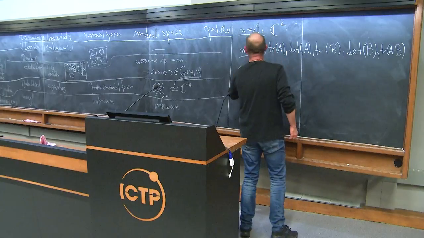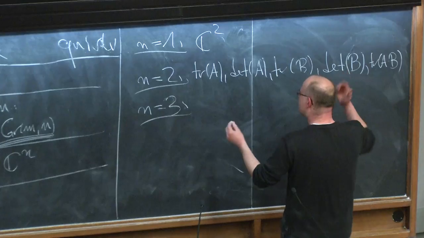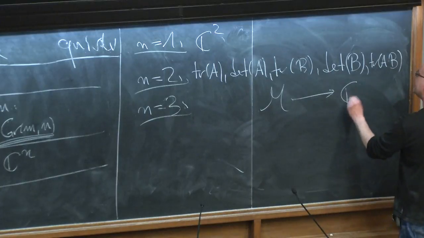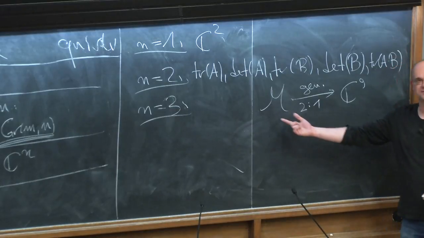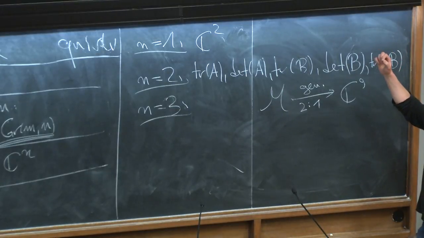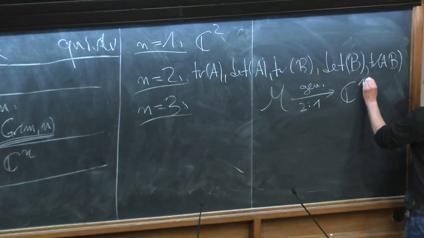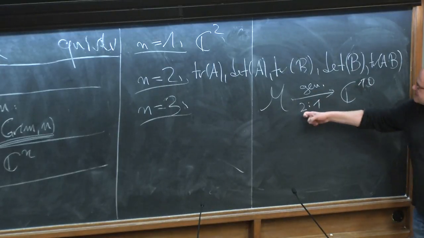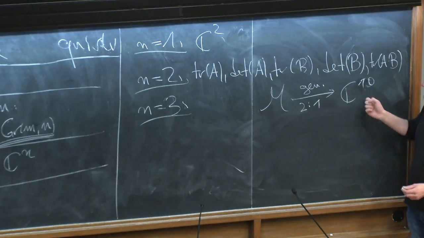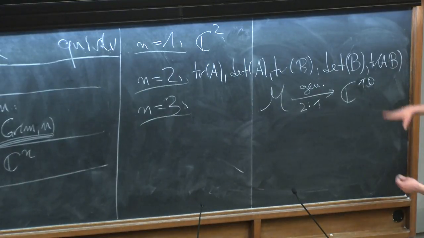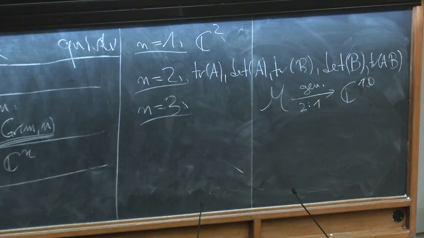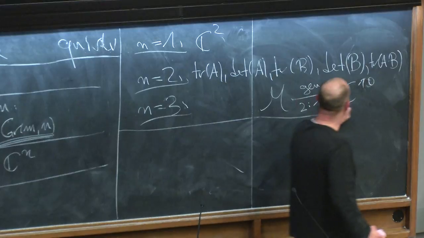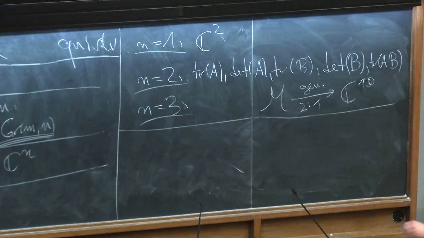N equals 3, the best moduli space one can come up with is a 10-dimensional space, which is generically a 2x1 cover of an affine 10-space. But starting from n equals 4, nobody knows. There is a general result about which invariants you need. And actually, there are many invariants you can come up with, and you need many of them to classify the equivalence classes.